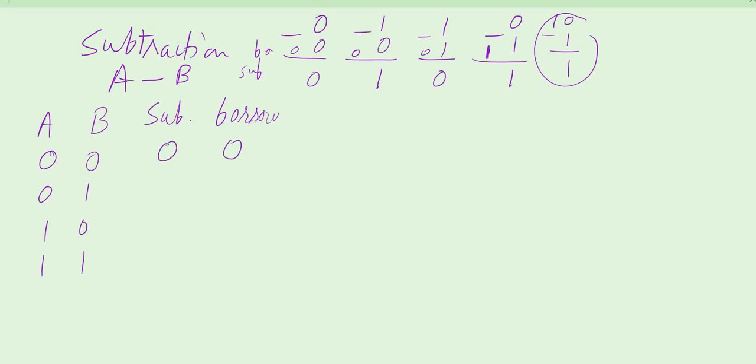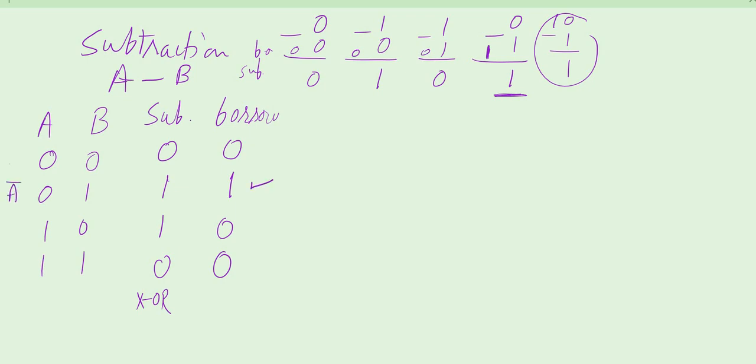0, 1, this is the case. When subtraction is 1, borrow is also 1. 1, 0, subtraction is 1, borrow is 0. And 1, 1, both are 0. Again, if you observe, you can immediately see that this is the XOR gate and this does not directly match with any of the gates. So let's find out the minterm where 1 is there.